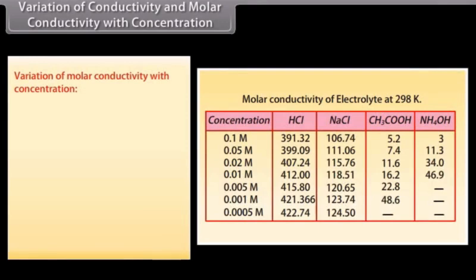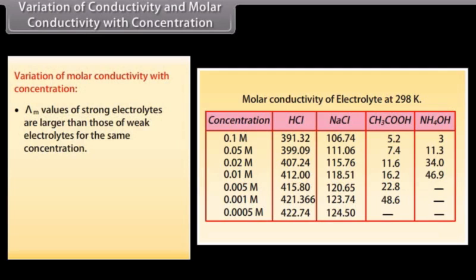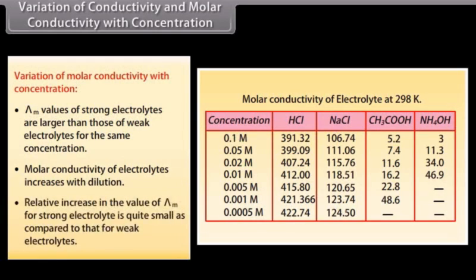Variation of molar conductivity with concentration. Λm values of strong electrolytes are larger than those of weak electrolytes for the same concentration. Molar conductivity of electrolytes increases with dilution. The relative increase in the value of Λm for a strong electrolyte is quite small as compared to that for weak electrolytes.